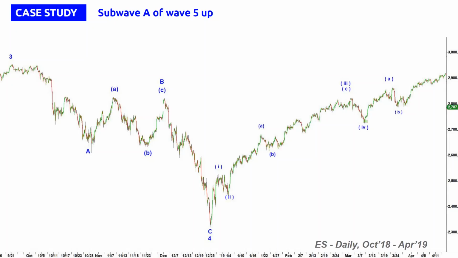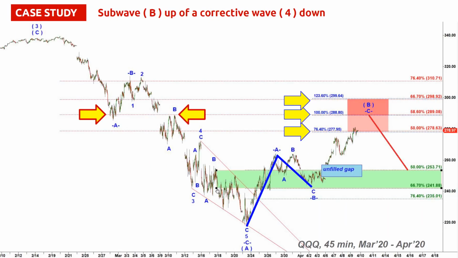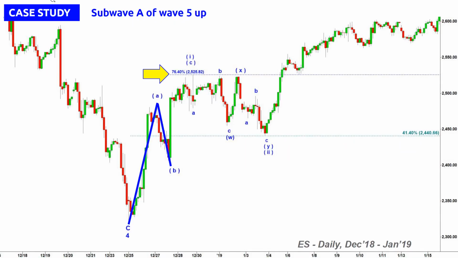Look what happened then. We got the first push high, and it was also structured as ABC. Let's zoom in. You see, this is the same fractal. December 2018, first push up, retracement in subwave B, another push up, but look what happened. The second leg up in subwave C or wave 1 could only stretch to 76.4% extension of the first leg up.